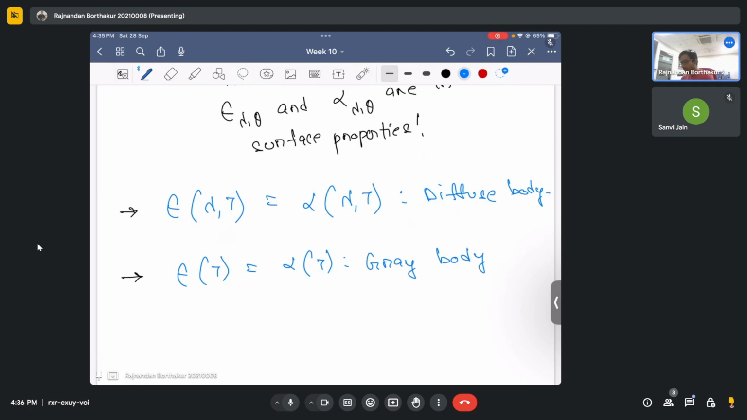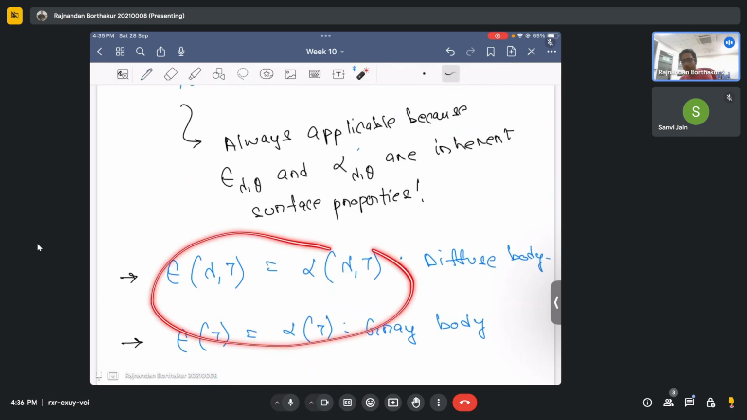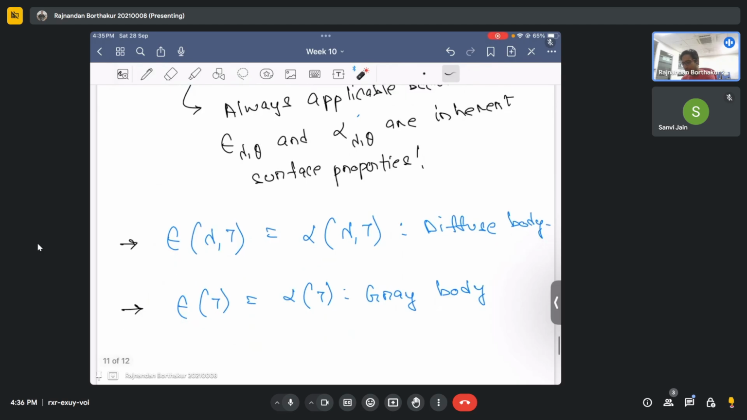All right, so these are the multiple forms of Kirchhoff's law, and you need to understand how these forms come from by taking the inherent assumptions. For instance, if I have a diffuse and gray body, I can simply write epsilon T is equal to alpha T, which is the total hemispherical emissivity equal to the total hemispherical absorptivity. Of course, that is true for a gray and diffuse body.